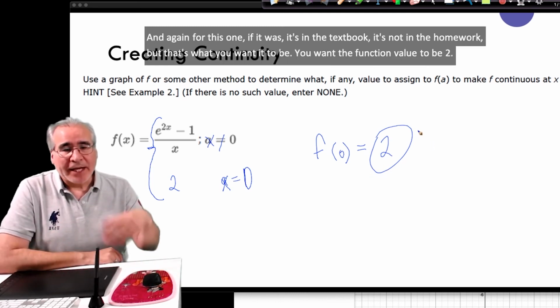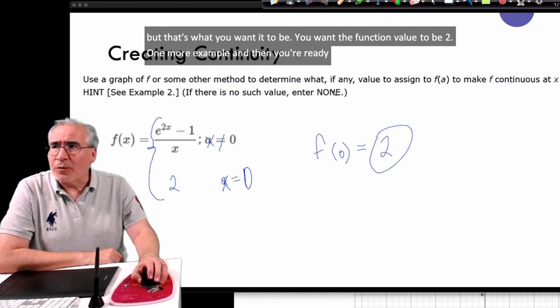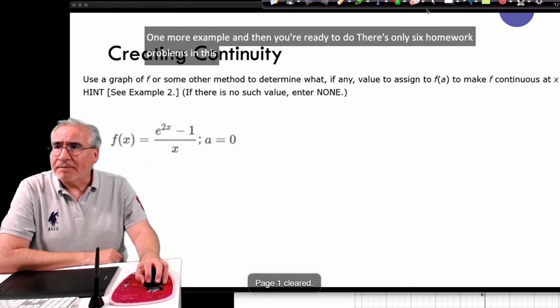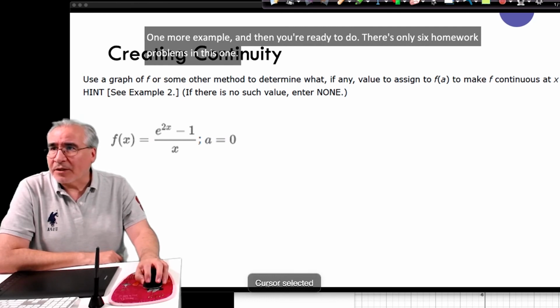One more example, and then you're ready to do the homework. There's only 6 homework problems in this one. Maybe you looked at it and already did it.